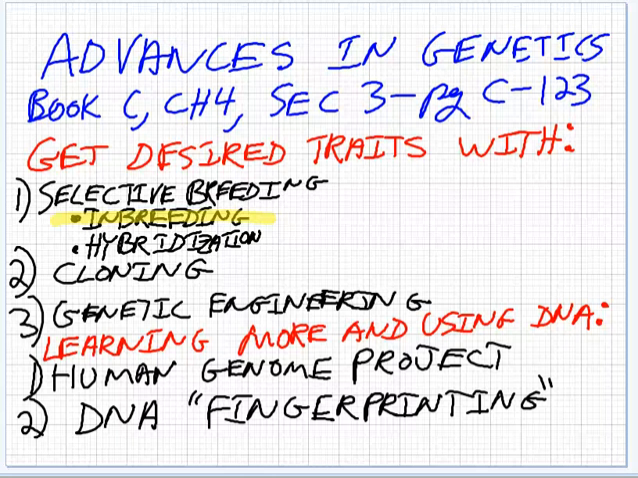So, in breeding, we breed animals with similar traits, hoping that the offspring will also have those traits, maybe even better. Hybridization is kind of the opposite of that. I'll have one animal that has a positive trait, another animal that has a different good trait, and I'm going to breed them together, hoping that the babies will have both positive traits.